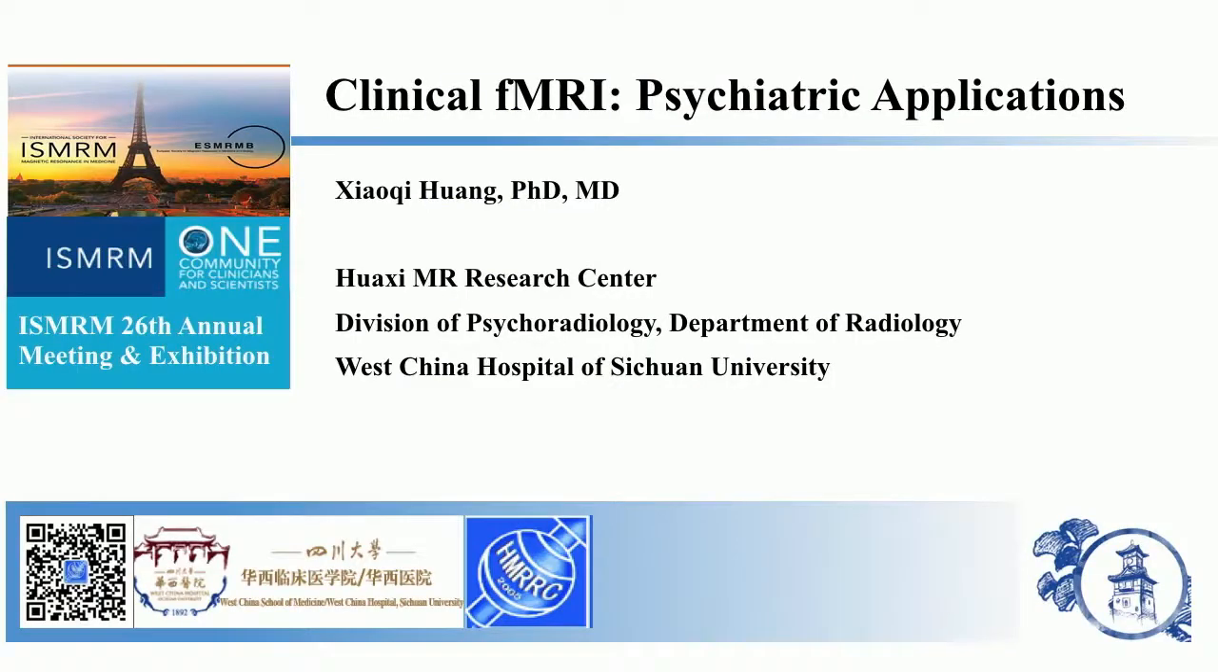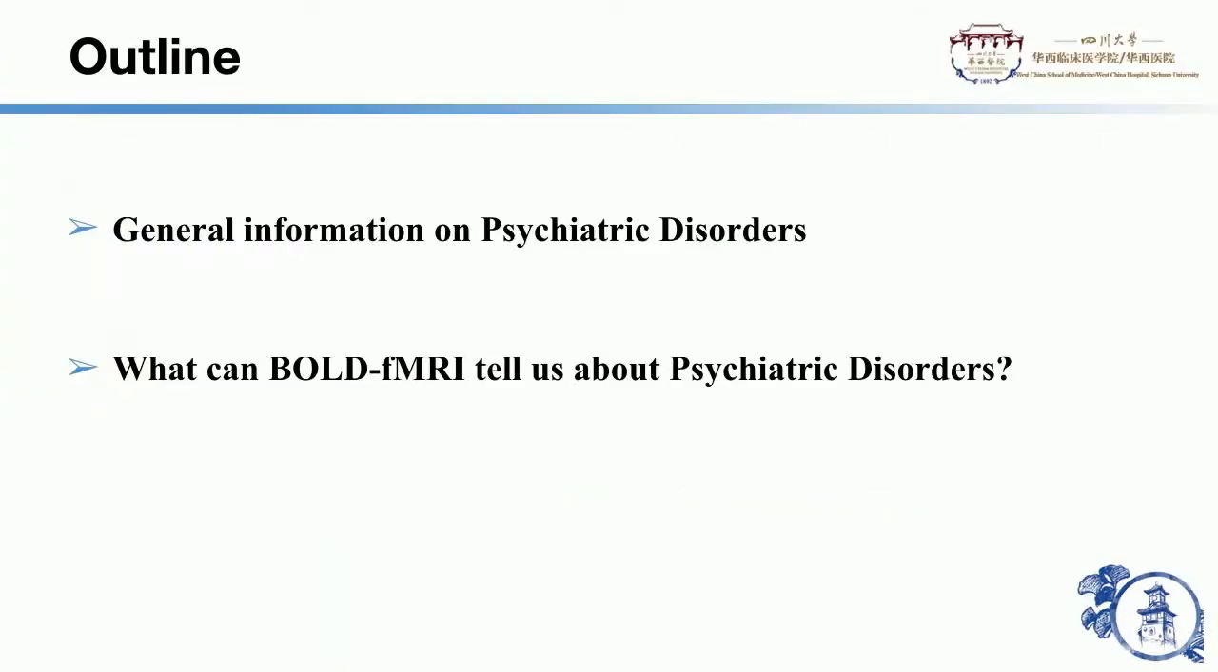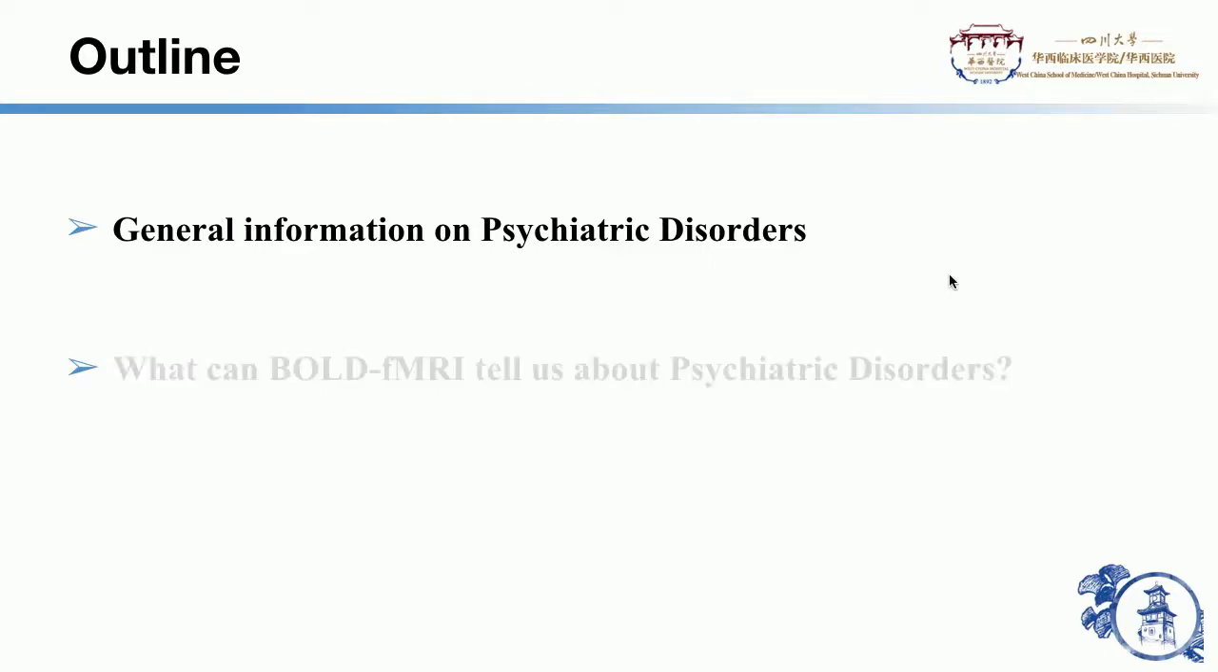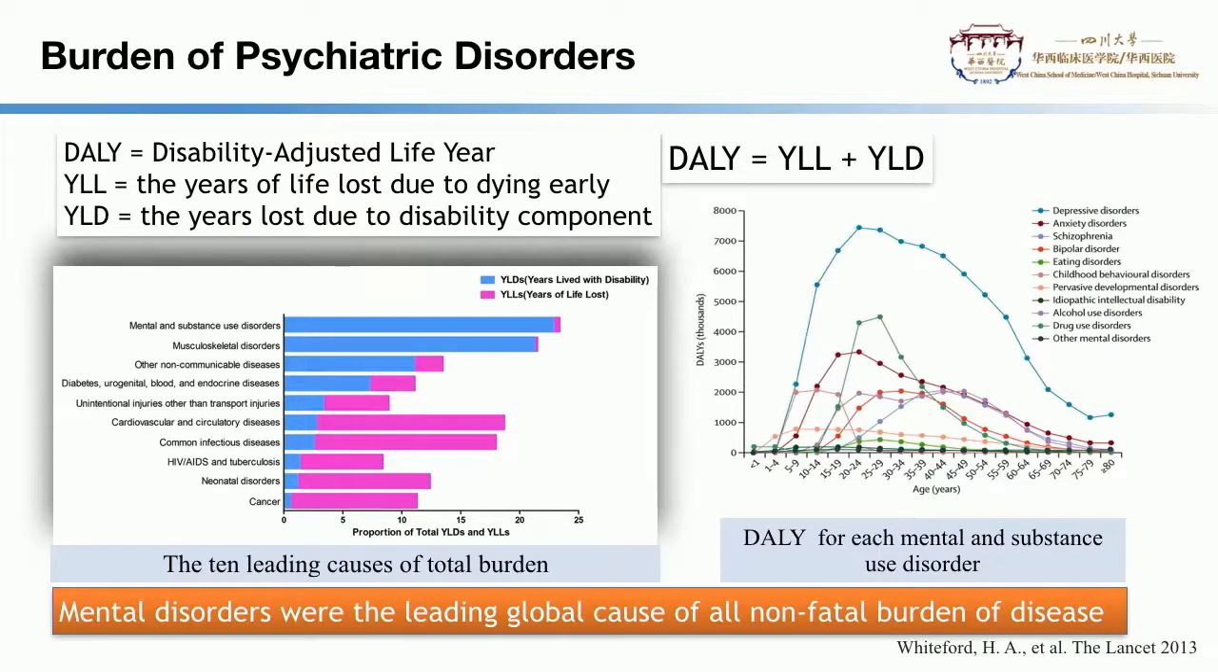So today my topic is clinical fMRI psychiatric applications, and I have to say this is quite a big topic. I'll try to convey the main ideas based on two aspects. First, some general information on psychiatric disorders, which I think is needed because that will give the basis for why we need fMRI and what we can do using fMRI. So to start with, some burden of the psychiatric disorders.